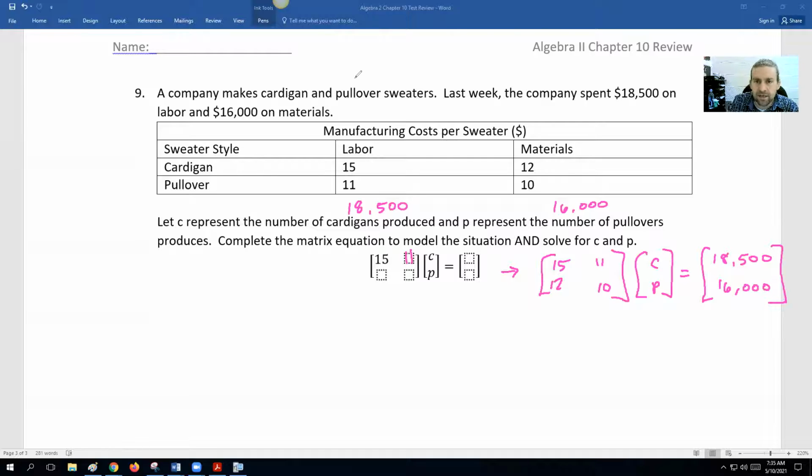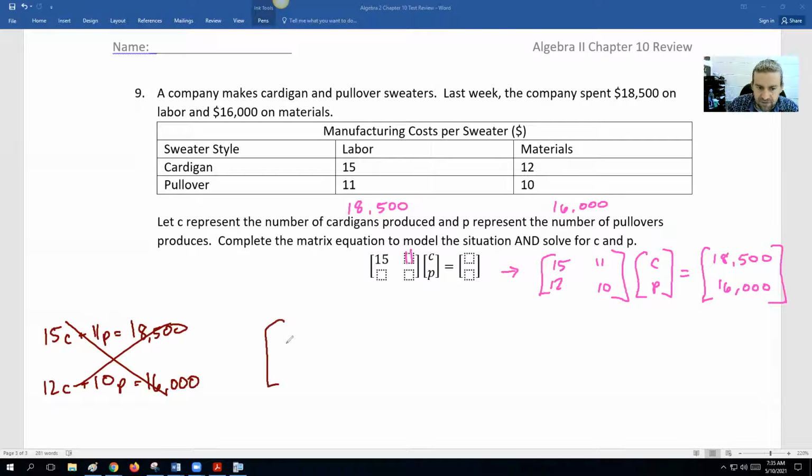Okay. So remember, there are two different ways we can do this problem. We could set this up and say 15C plus 11P equals 18,500, and then 12C plus 10P equals 16,000, and do elimination or something like that. Or the easiest way to remember, if we want to get the matrix C, P by itself, if we call this matrix A and this matrix B, is to do the inverse of A times B. So let's figure out what that inverse is. If you're going to do it this way, I want you to show me what the inverse of A is.